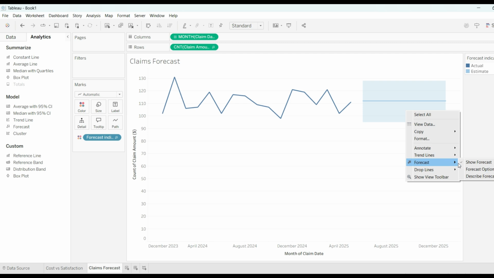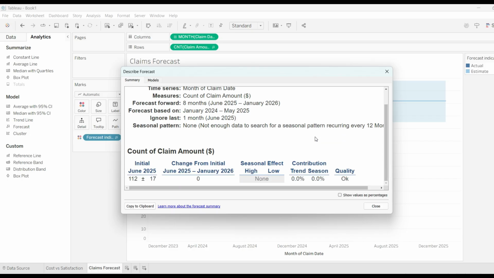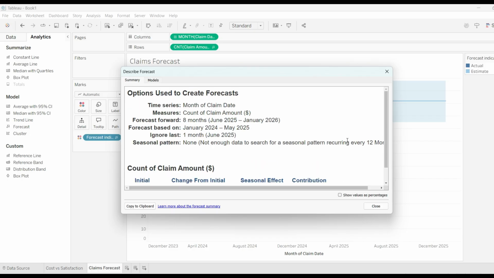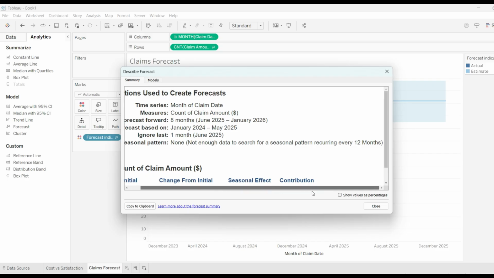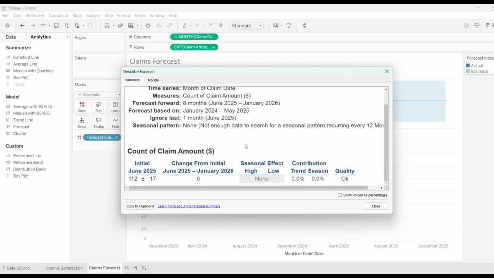Okay, here's one of the cool things. Describe the forecast. We're going to click on that. And here we go. This is Tableau telling you that it used 8 months of data. There's not enough data to search for a seasonal pattern. Okay. We ignored the last month, which is not uncommon. Sometimes in forecasting, you ignore the first 2 months. Really depends on the kind of forecast you're creating.